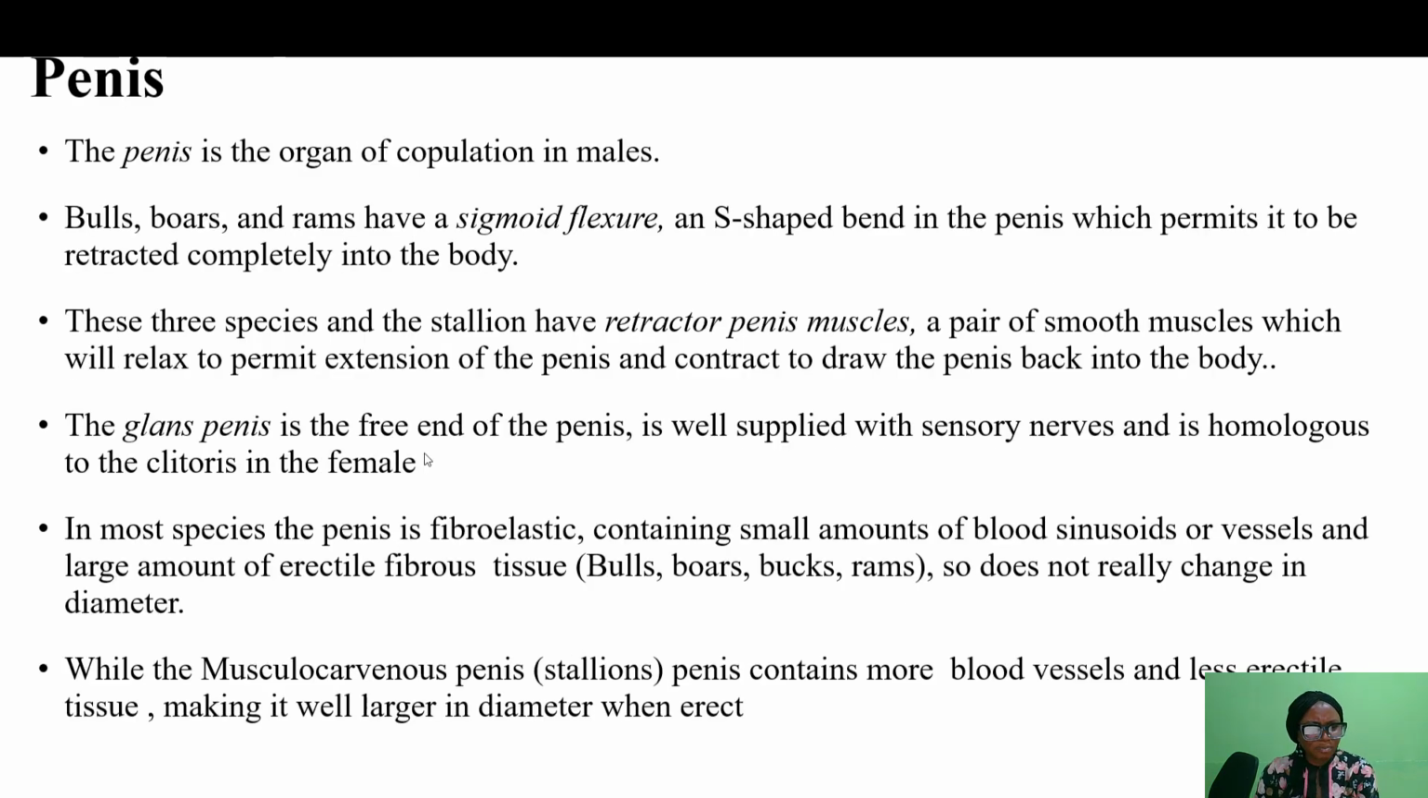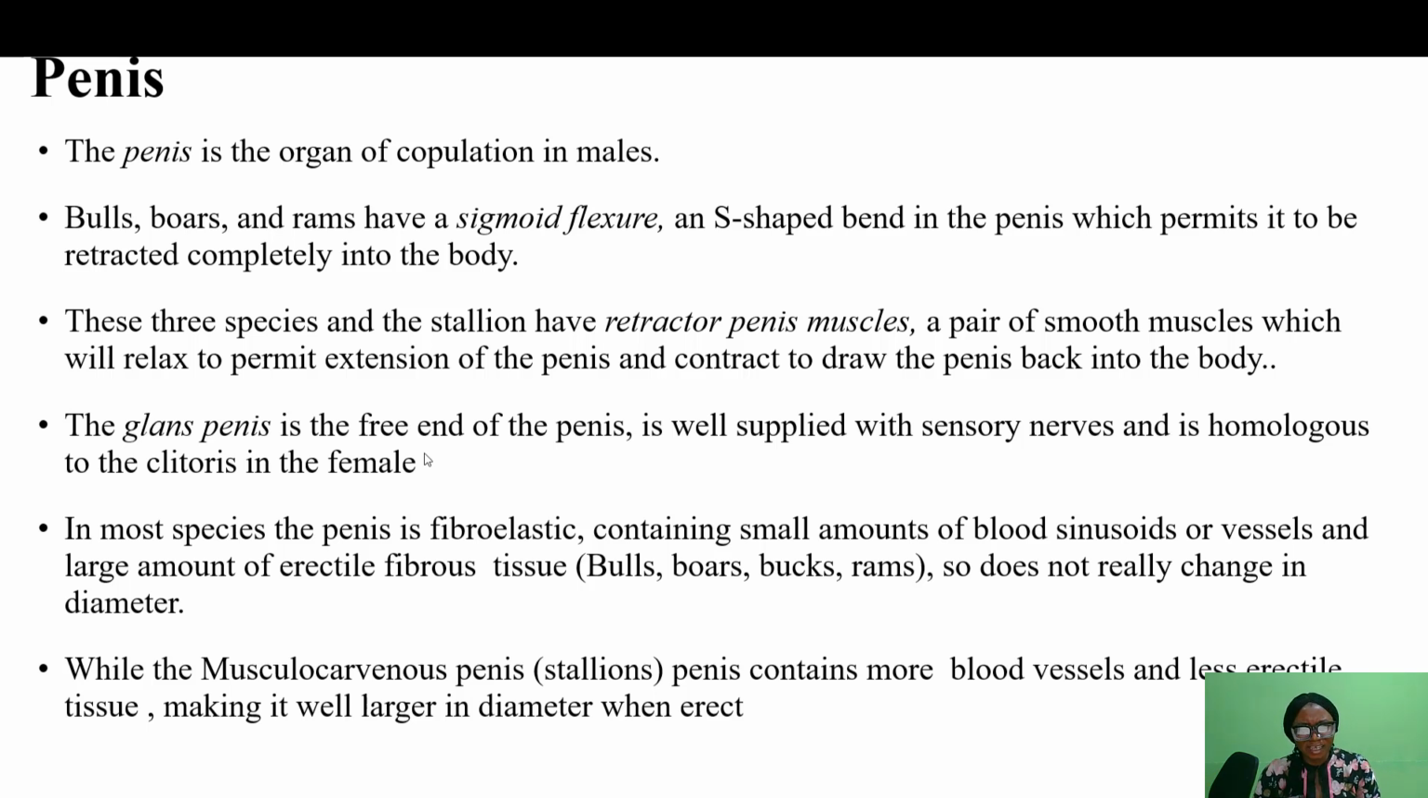Now we have the penis. The penis is the organ of copulation in males. In the bull, the boar, and the ram, we have what we call the sigmoid flexure. This sigmoid flexure is in the form of an S shape, and this is what permits the penis to be well packed within the body of the animal.